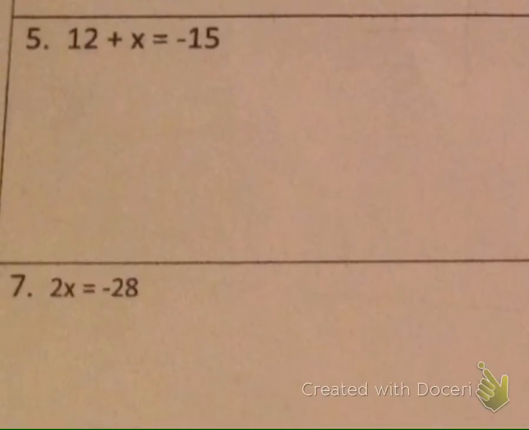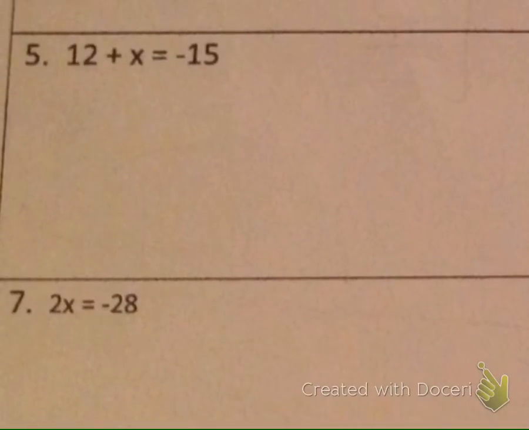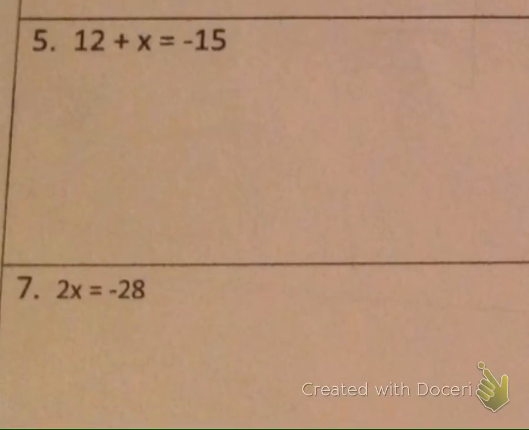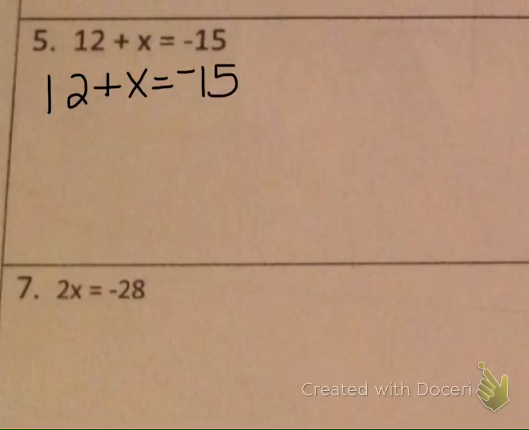On number 5, I have 12 plus x equals negative 15. Okay, in order to get x all by itself, I need to get rid of that 12. Okay, well, that's a positive 12. Now, this one was a little tricky. Hopefully, if you tried it out on your own, you figured it out. In order to get rid of that positive 12, I need to subtract 12.